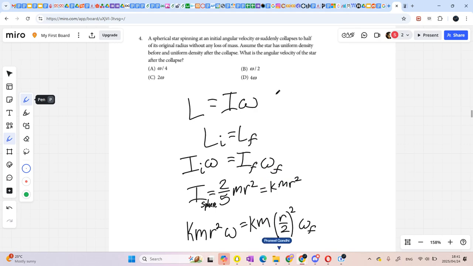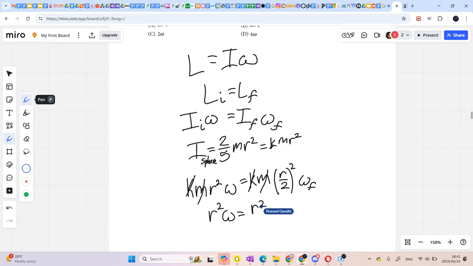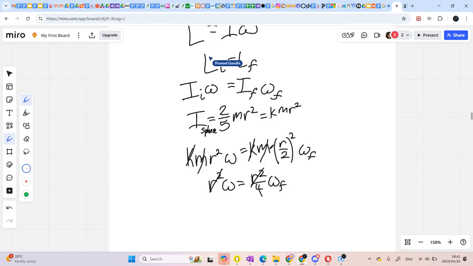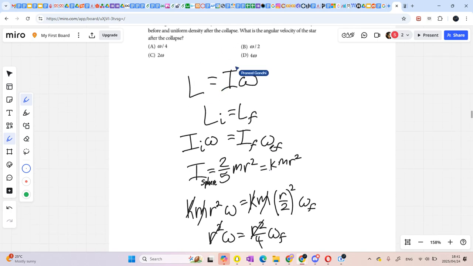Now we have a ton of things canceling. We have this coefficient in front of the moment of inertia canceling, and the mass cancels on both sides. And then if we expand the parentheses on the right side, we have r squared over 4 times the final omega, and then we can divide both sides by r squared, so that also cancels. And then multiply both sides by 4, and we'd get that omega final equals 4 times omega. And so from that, we get answer choice D.